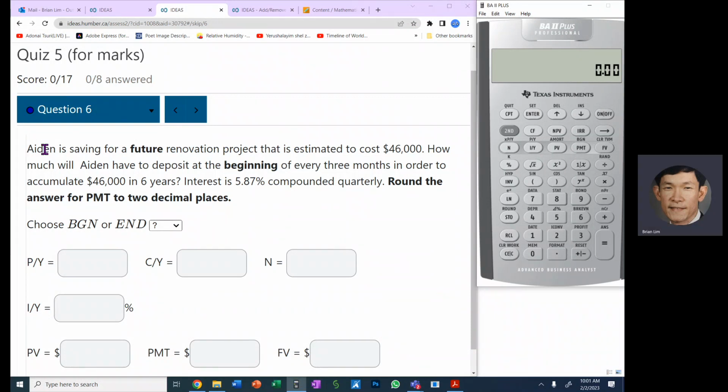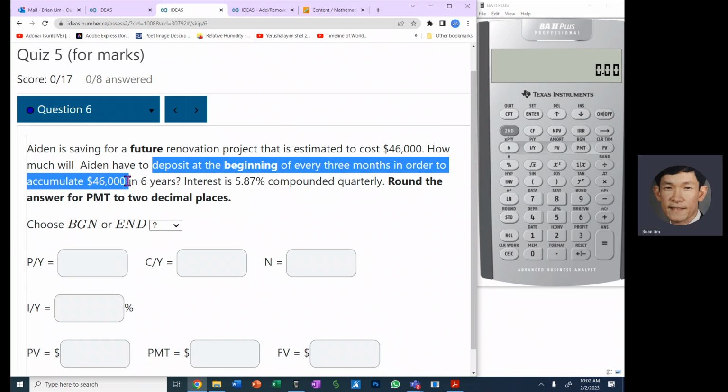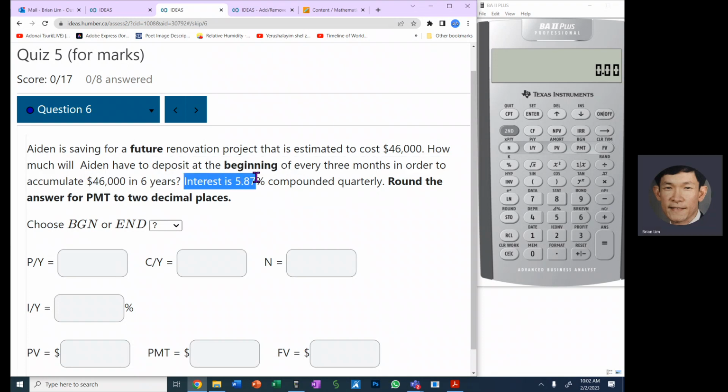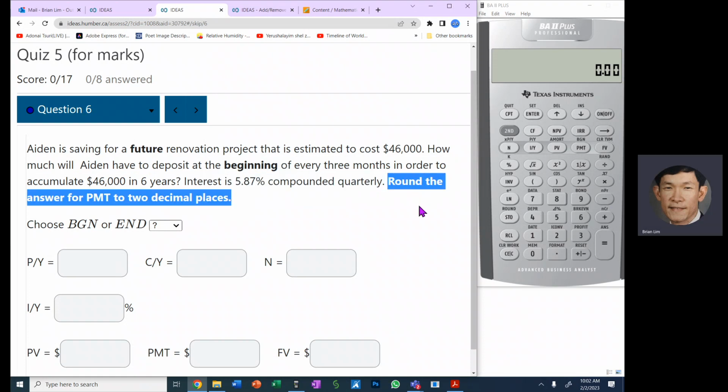Okay, Aiden is saving for a future renovation project that is estimated to cost $46,000. How much will Aiden have to deposit at the beginning of every 3 months in order to accumulate $46,000 in 6 years? Interest is 5.87% compounded quarterly. Round the answer for payment to two decimal places.